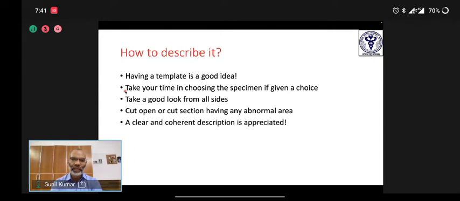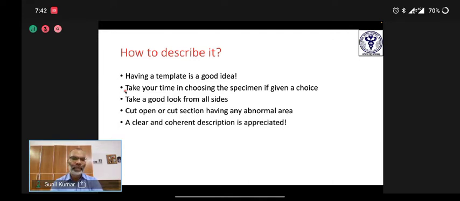If you are given a choice, why don't you use it to your advantage? So yes, take your time in choosing the specimen if you are given a choice. Then take a good look from all sides. It's not that you have biased your mind or fixed up your mind, like, oh, I have just seen it, this is what, that's it, done. No. Take a good look and figure it out if there is something wrong, what is there.